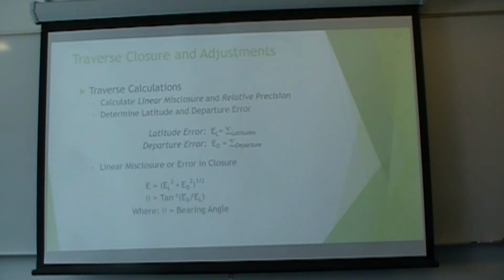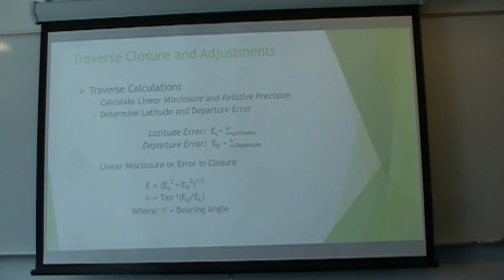All right, so when we get into misclosures, what we would do is take our column of latitudes and just sum it, and that'll give us what's referred to as the error in latitudes. You're going to get a magnitude and a sign, both of which are important. Departure then would be the summation of the departure column. Again, you're going to get an error in departures, a sign, and a magnitude.